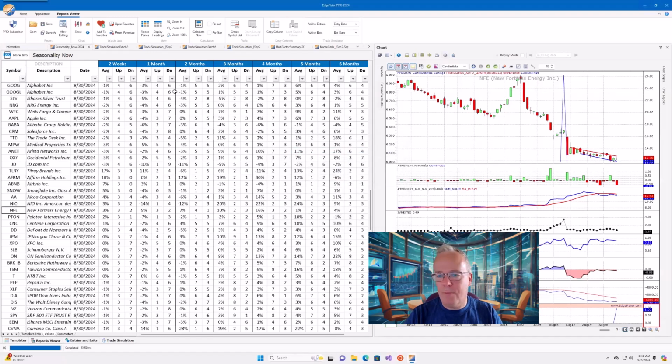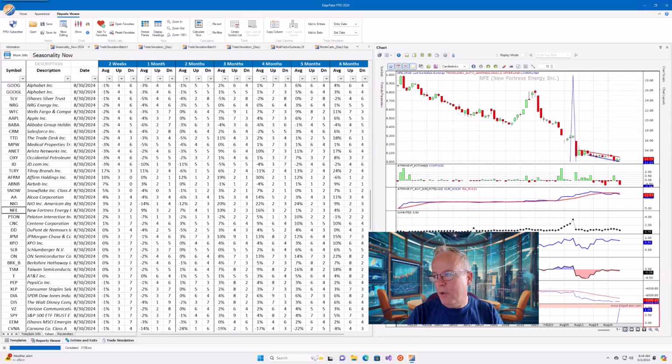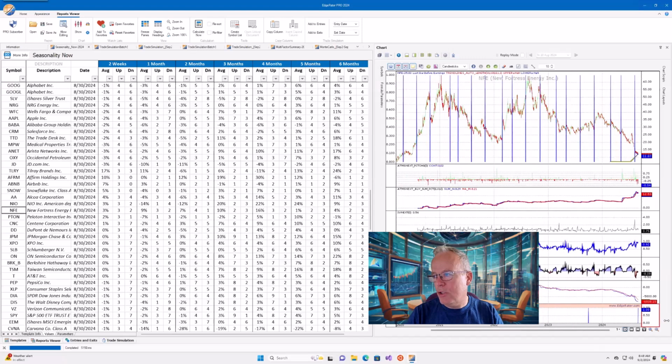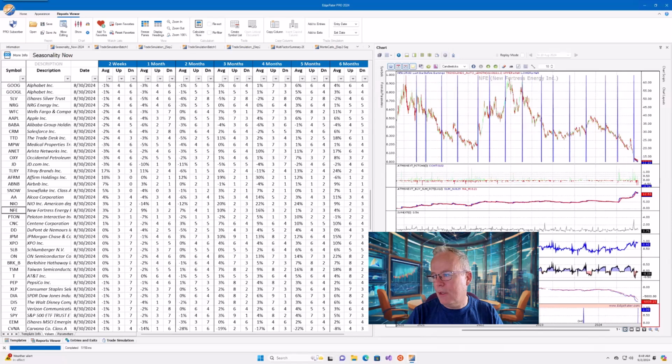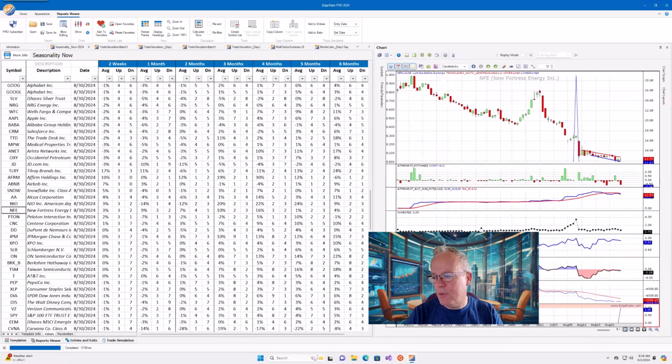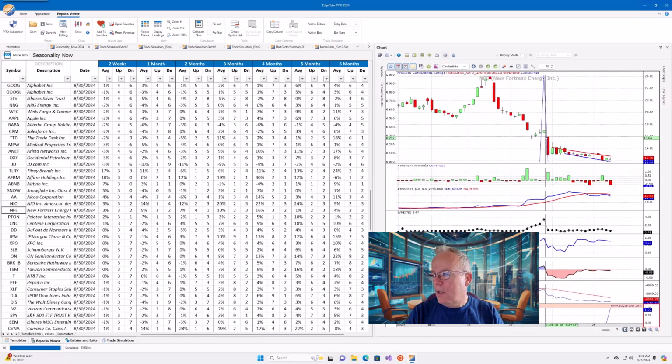Okay, we've got a symbol there. And NFE, so that has 3%, 3 and 2. So there's only 5 years of data in NFE that we have. For whatever reason, maybe that's a newish stock, or maybe it's changed symbol name. But anyway, we only have 5 years worth of data. All right, so that is a 3%, 3 and 2.